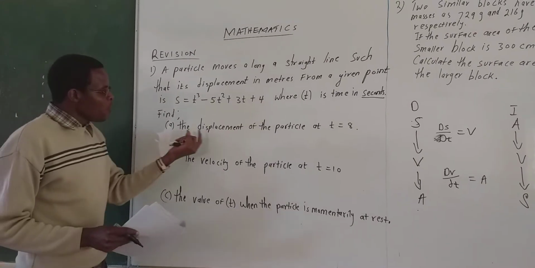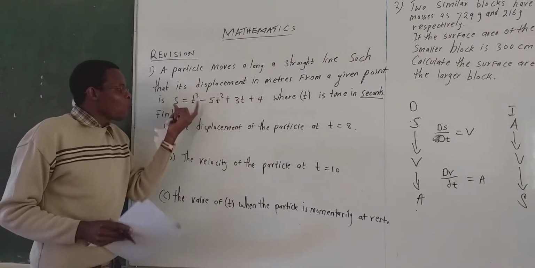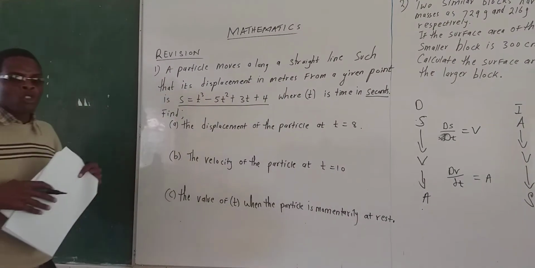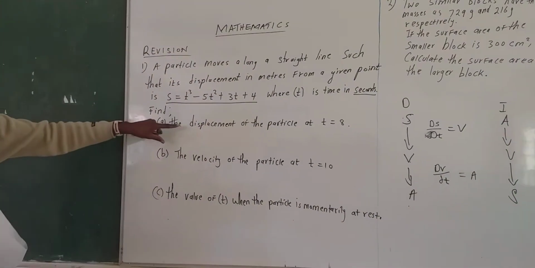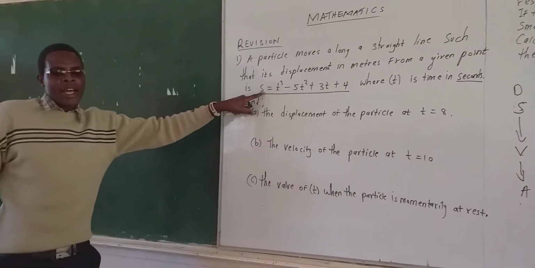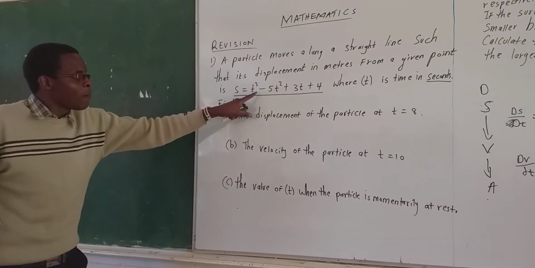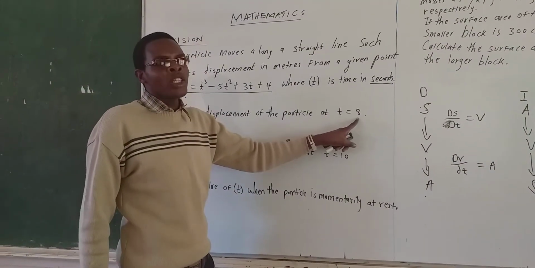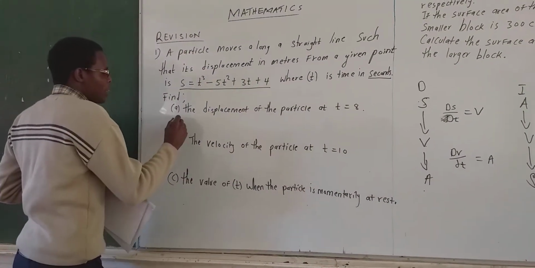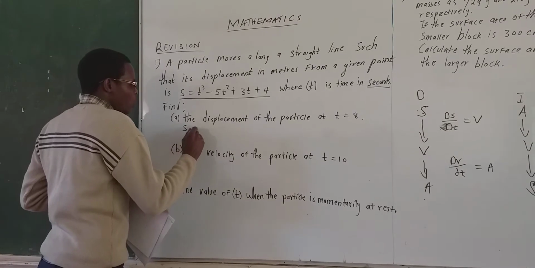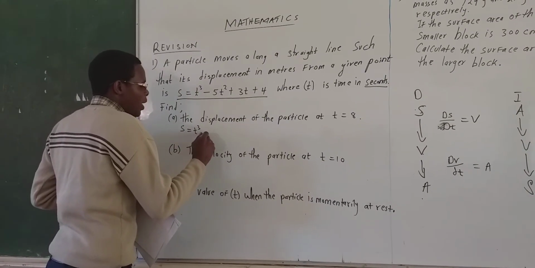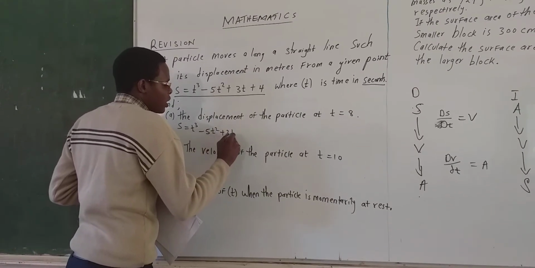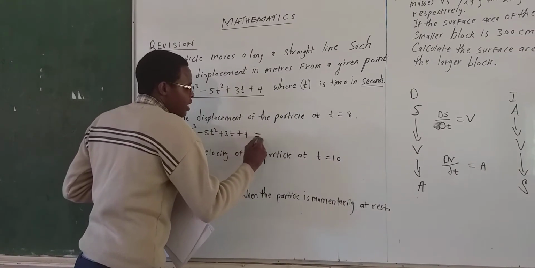Now, we are being given the expression in terms of displacement. So for us to find displacement, which is abbreviated as S, we just substitute. Where you have t, you substitute the value given, which is 8. So we have our displacement S is going to be t cubed minus 5t squared plus 3t plus 4, which is the same as now.